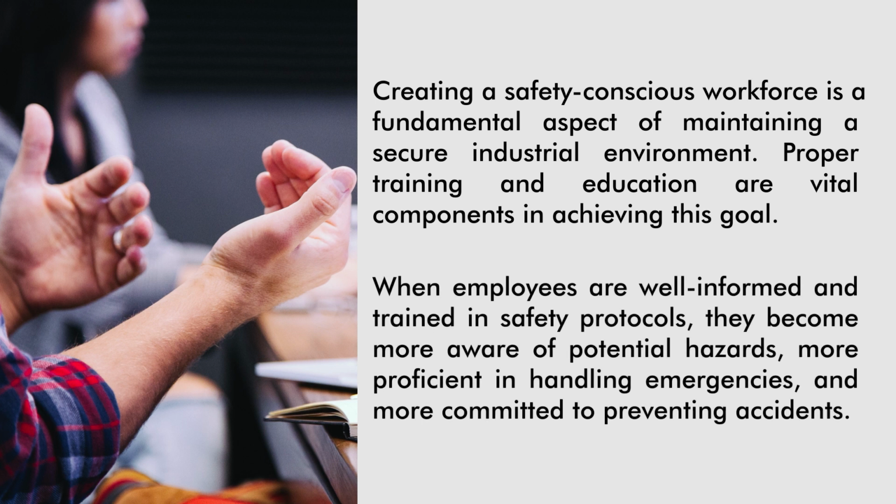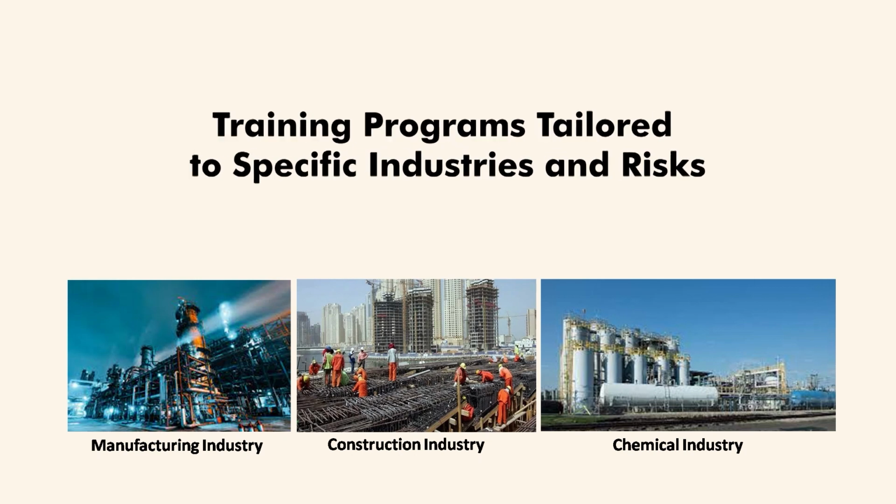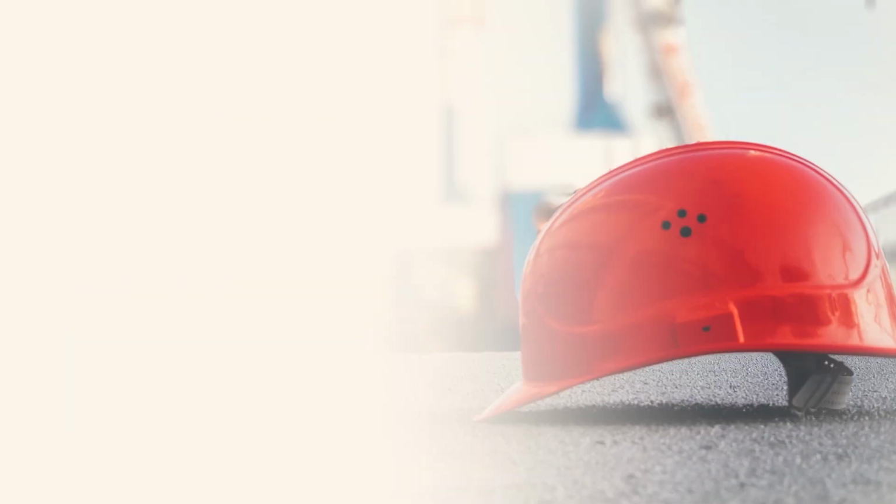When employees are well informed and trained in safety protocols, they become more aware of potential hazards, more proficient in handling emergencies and more committed to preventing accidents. Next one is training programs tailored to specific industries and risks, elements of effective safety training. To ensure that safety training is effective and impactful, it should incorporate the following elements, like hazard recognition: teaching employees to identify potential hazards in their work environments helps prevent accidents before they occur.